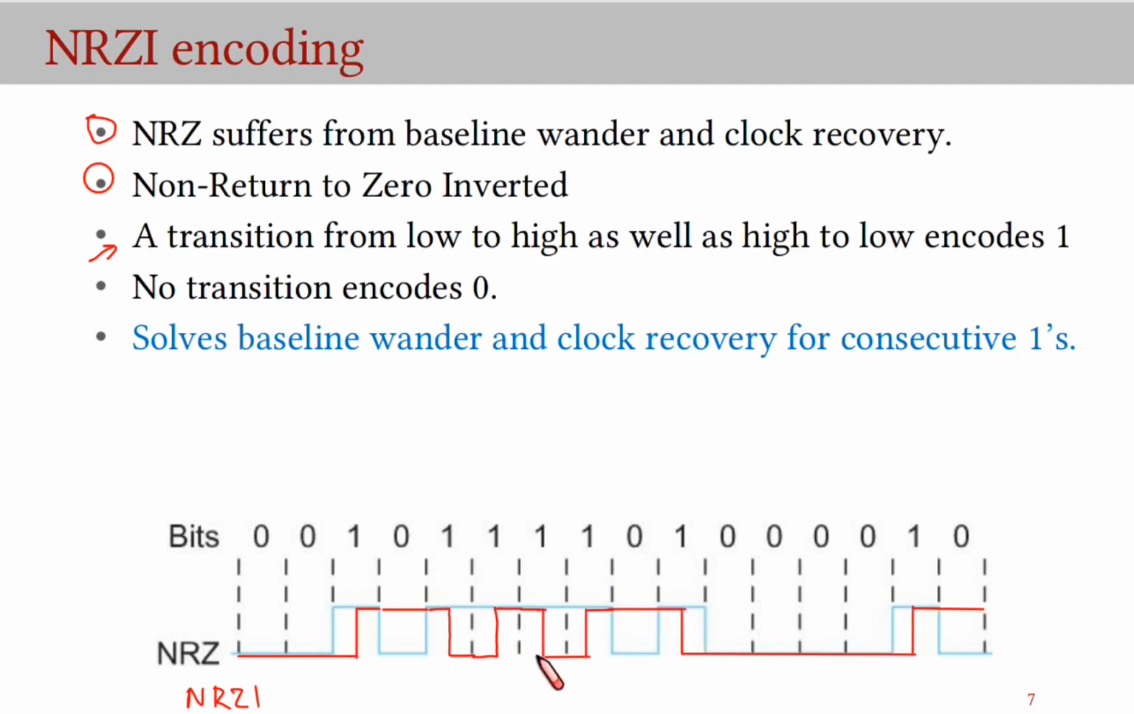Note that although we had this long string of 1s, in NRZI encoding we had plenty of transitions. But for this long string of zeros, we basically have no transition. So NRZI solves the baseline wander and clock recovery, but only for consecutive ones. And therefore NRZI is used along with another encoding scheme called 4B5B, which we will discuss soon.